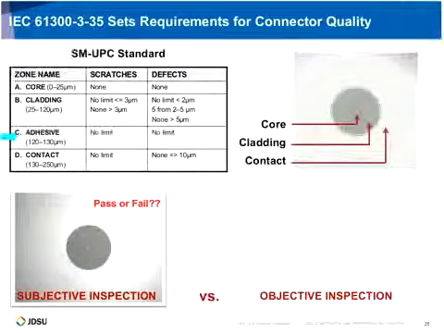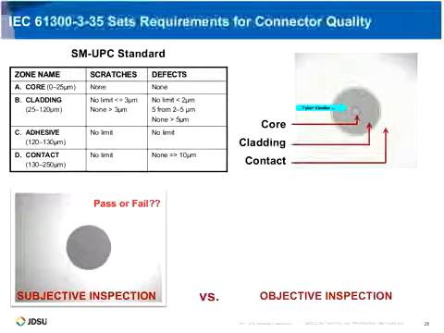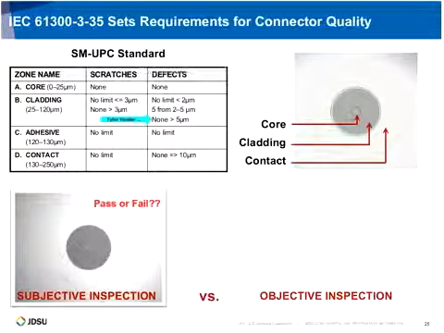And then there's the contact zone way on the outside that allows for, hey, you can have some debris out there, but nothing larger than 10 microns. But then if you look at the cladding zone, this is really kind of the danger area, in that you can see it says, hey, no limit for particles less than 2 microns, but nothing larger than 5 microns. But then if you have particles somewhere between 2 and 5 microns, you can have up to 5 of those.